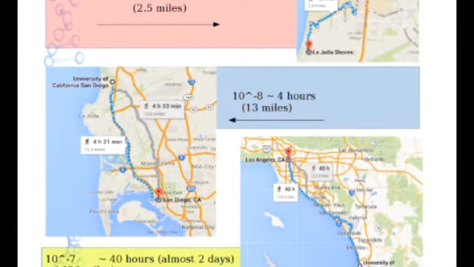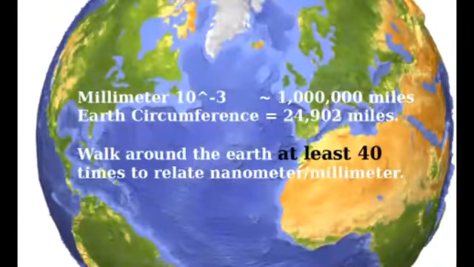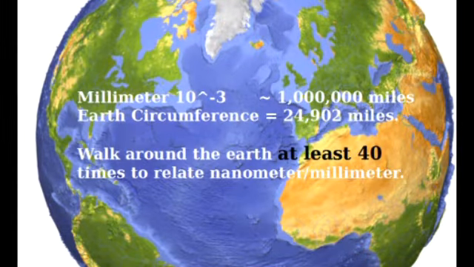A walk to San Diego would take about 4 hours, and a walk to Los Angeles would take about 2 days. Now, 3 orders of magnitude difference would be a nanometer to a micron, as shown from DNA to a cell, which is the equivalent of walking from here to Portland, Oregon. 14 days of walking. Think about a nanometer being 1 mile, so the millimeter would be 6 orders of magnitude larger. This is 1 million miles. We would have to walk 40 laps around the Earth.